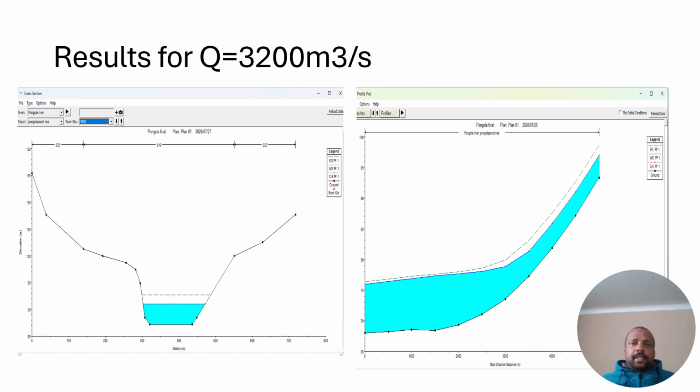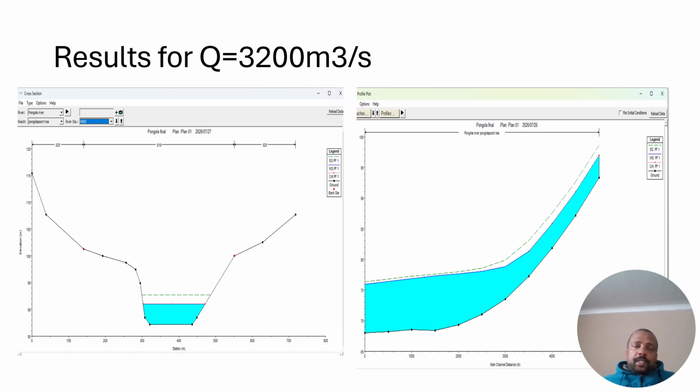Now, after running the simulation, these are the results that you get when the Q, which is your discharge, is 3,200 meter cubed. As you can see there, the value is just below 90, roughly 85, 87. And it goes above 90, which could be 91 or 92. And the energy level, but you're not going to focus much on the energy projection. We're just going to check the flow. This is the flow when the Q is 3,200.